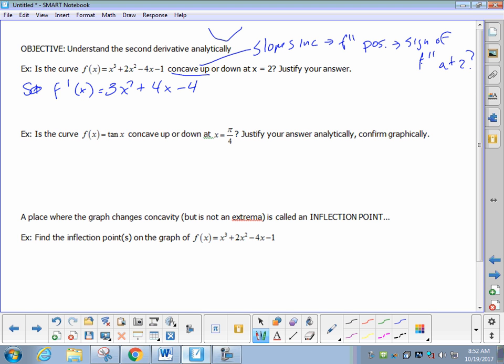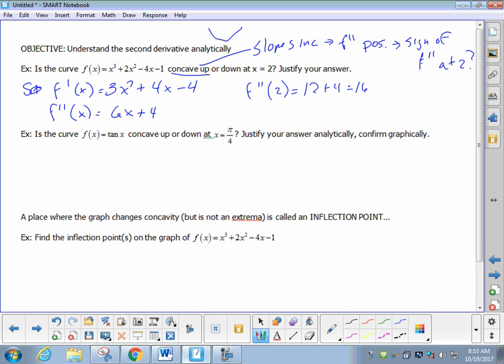So I'm just going to keep on going to the second derivative, which is 6x plus 4. All right? I then test the sign of the second derivative at 2. They asked for what's the concavity at 2? Is it concave up or down? So that would be something like 12 plus 4 or 16.